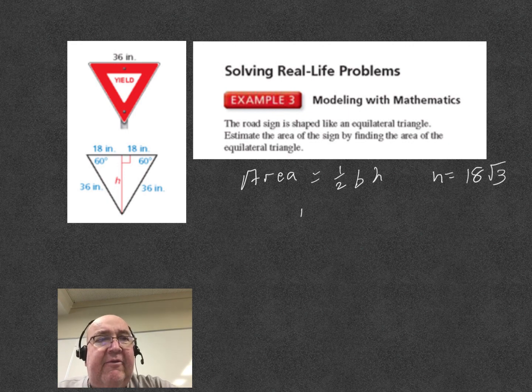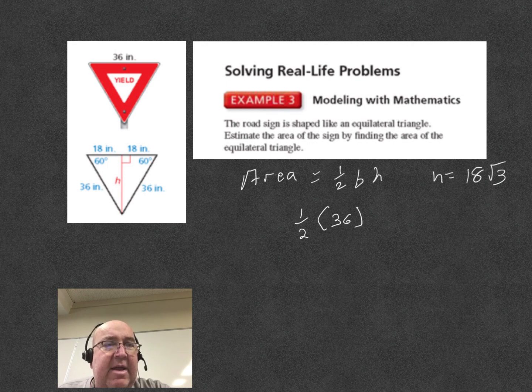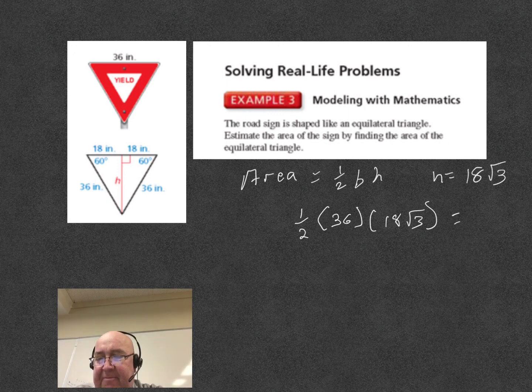Now we can put that into the formula. 1/2. We're going to use the base is going to be 36 because each side is divided into 18, and then we're going to multiply that by 18 times the square root of 3, and we're going to end up with an area of... I'm going to do that on the calculator real quick. That's going to give us 561.18 square inches.